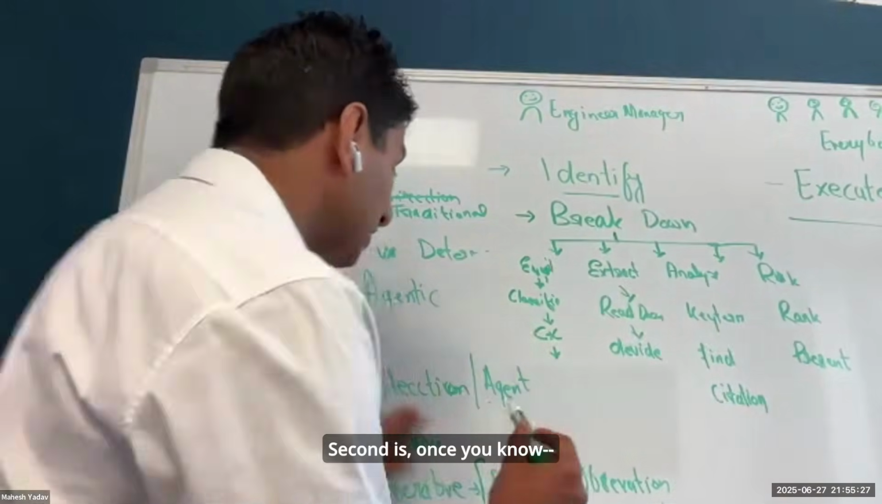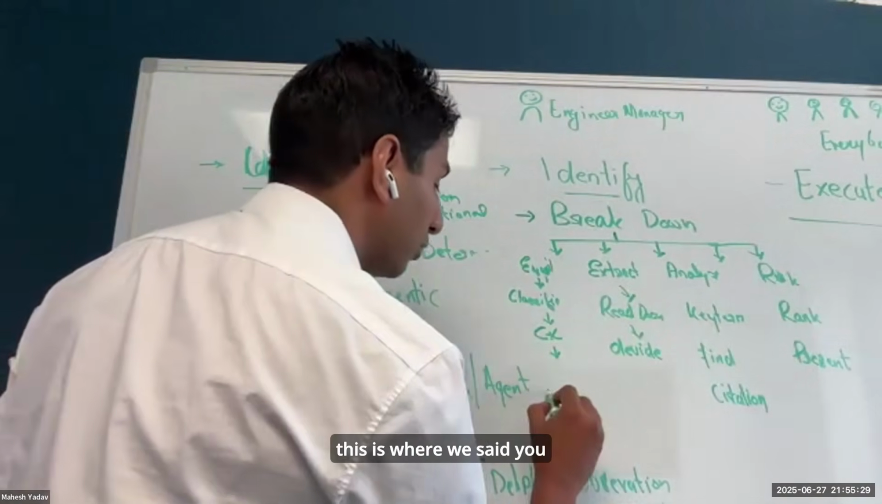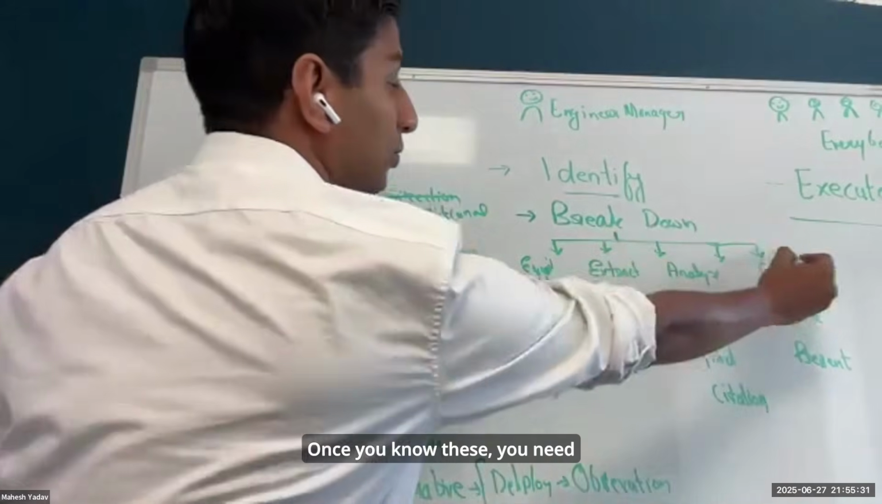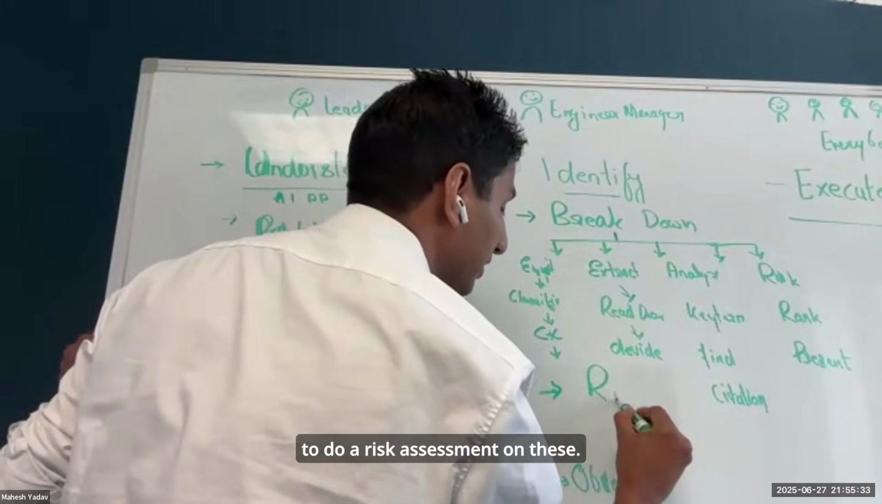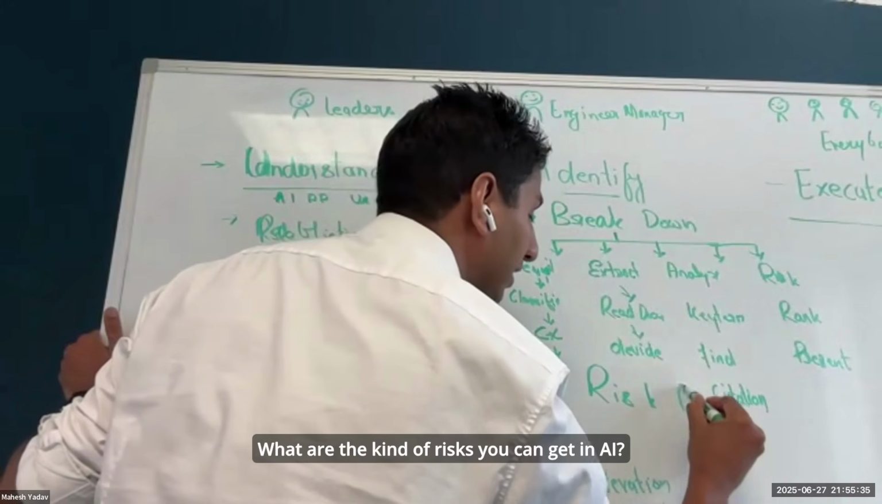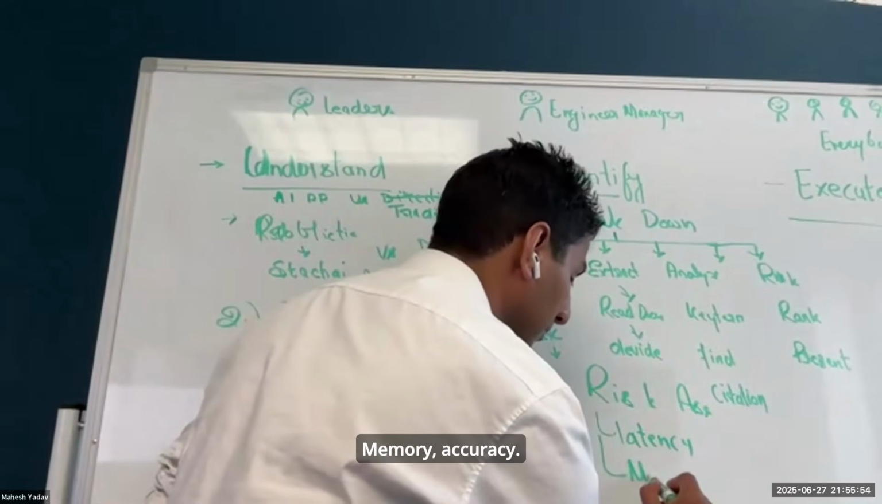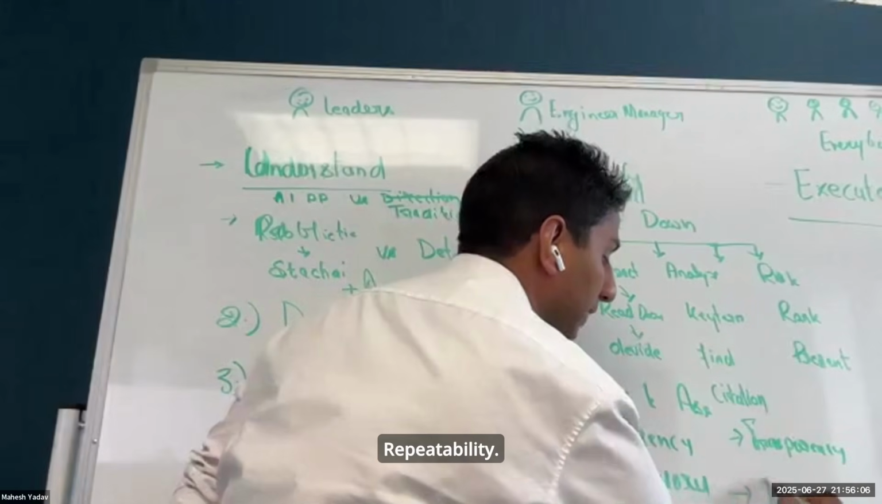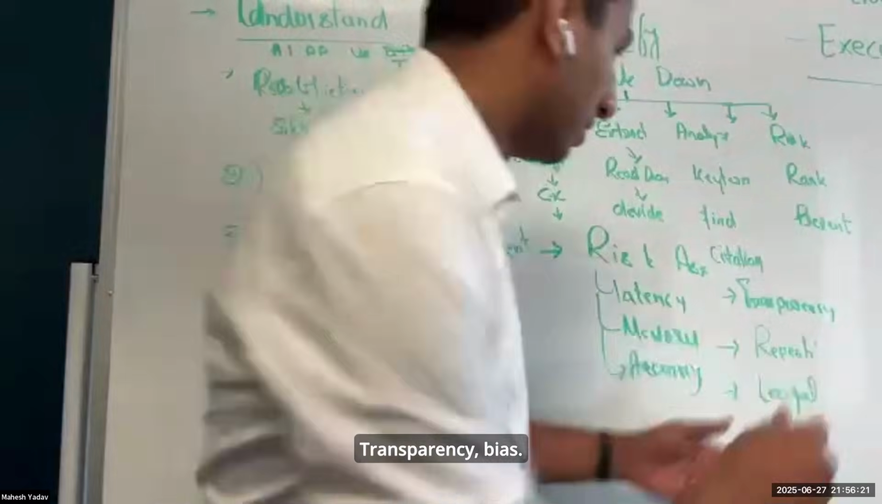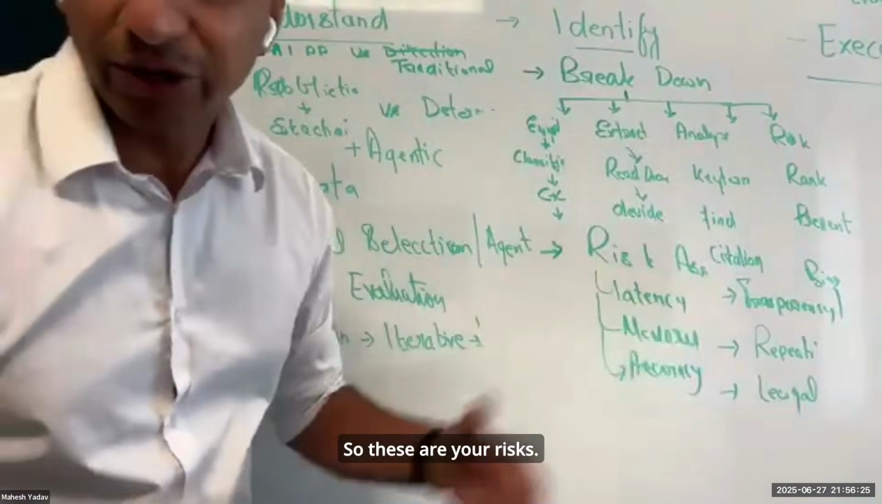Second is, once you know these, this is where we said you need to be a little technical. Once you know these, you need to do a risk assessment on these. What are the kinds of risks you can get in AI? Hallucination is the basic one. Memory, accuracy, repeatability, non-deterministic behavior, legal, bias, transparency. So these are your risks.